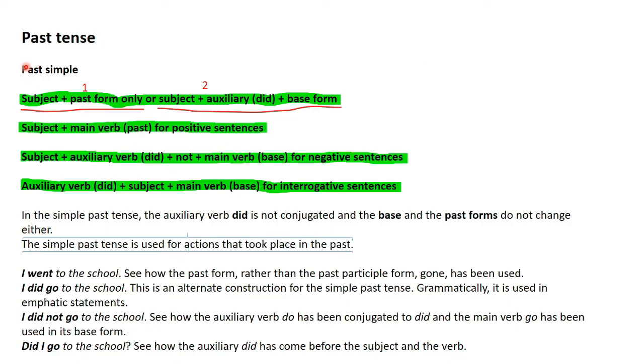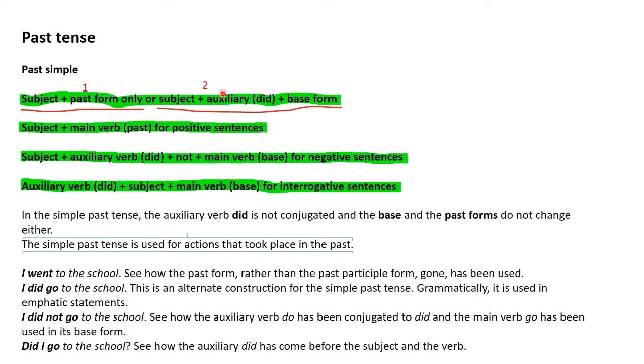First, we have the simple past tense, in which we have two possible options: a subject followed by the simple past form, or the subject followed by the auxiliary did and the root form, not the past form. This past form is not the same as the past participle form. This is the V2 form of the verb. When you do not add the auxiliary did, you will use the past form.